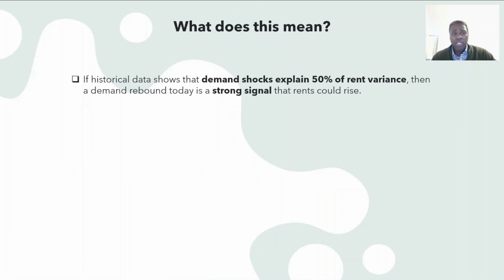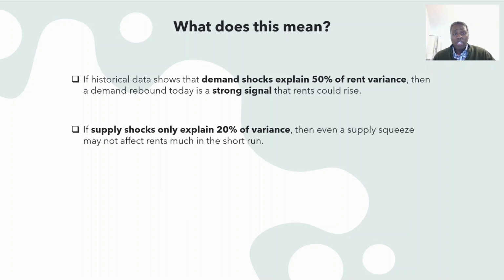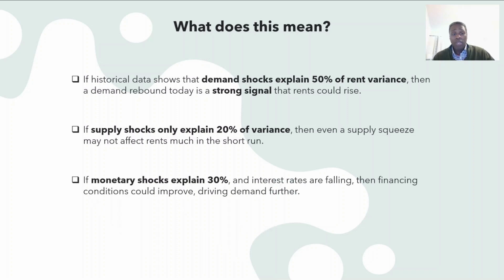So what does this mean? If the historical data shows that demand shocks explain 50% of the movement in London rents, then we can say that a demand rebound today is a strong signal that rents could rise. Also, if the supply shock explains, say, 20% of the movement, then a squeeze might not affect rents so much in the short run. The monetary shocks explain, for example, 30%. So interest rates are falling, people are doing better, so this could drive up demand even further.